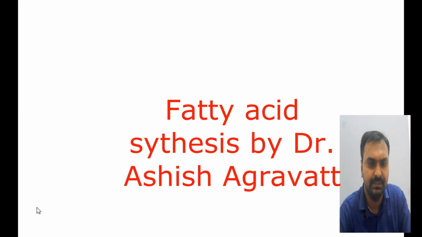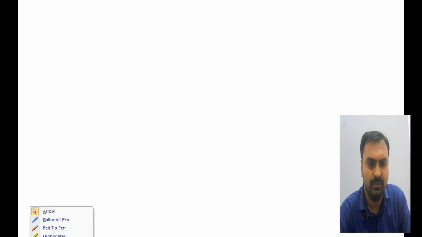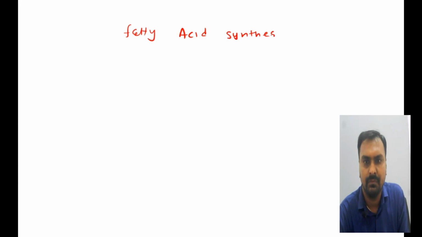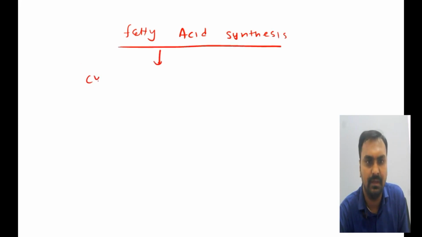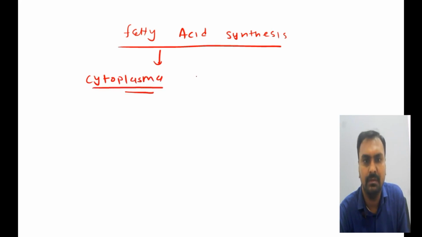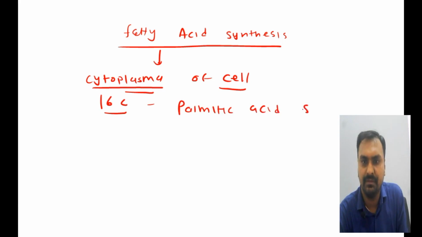I am Dr. Ashish. Today we will discuss fatty acid synthesis. This fatty acid synthesis takes place in the cytoplasm of the cell, and here mainly the 16 carbon palmitic acid is synthesized.